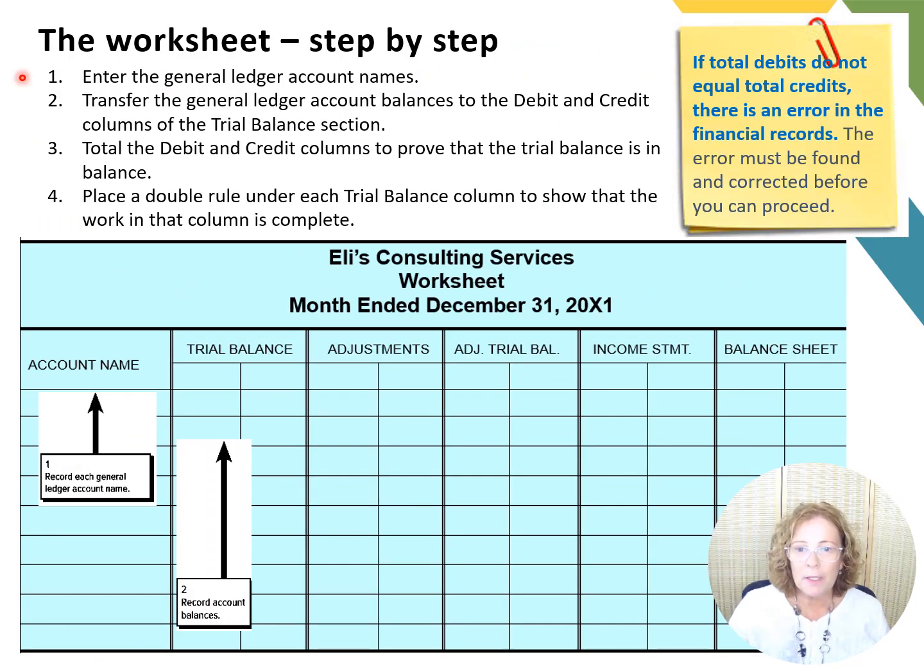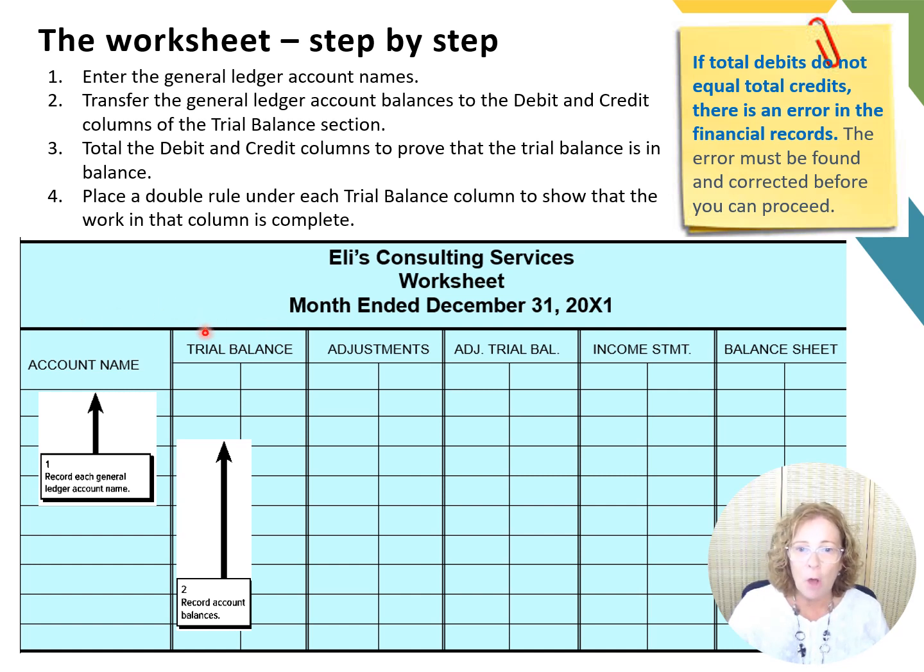The starting point is the account name column. We enter all of the account names into that column, and don't forget to also add those that perhaps don't have current activity in them. We'll need them because you're going to record adjustments for those accounts later. You enter the balances from the general ledger accounts into the trial balance columns.